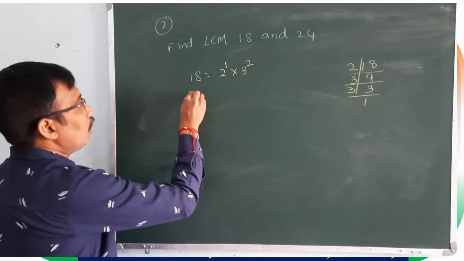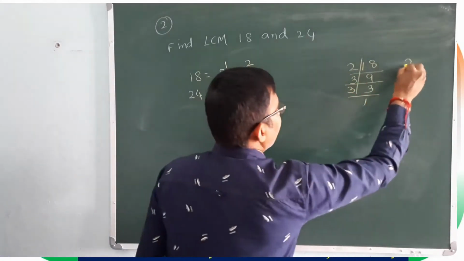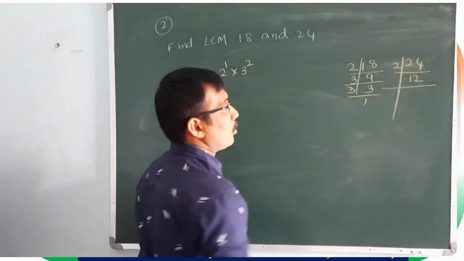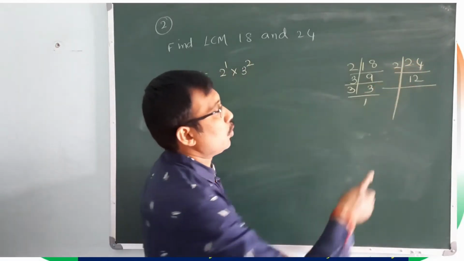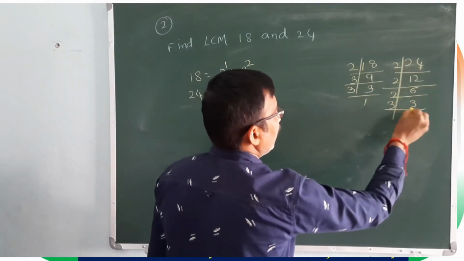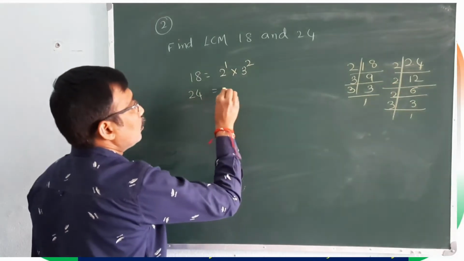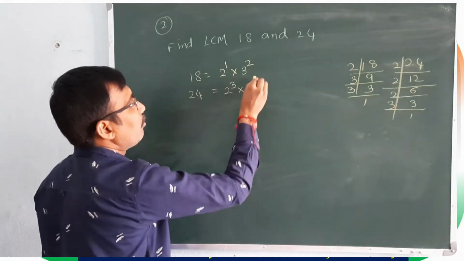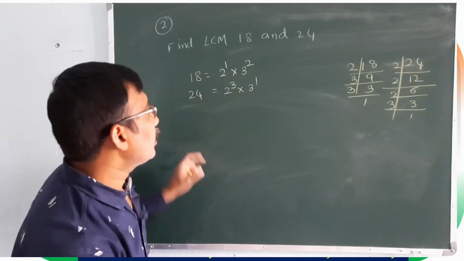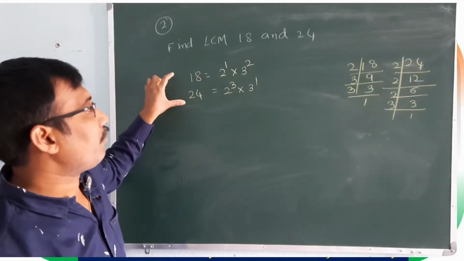Next, 24. Write the prime factorization. 24 is an even number, so divide by 2. 2 twelves are 24, 2 sixes are 12, 2 threes are 6, 3 ones are 3. So 24 is expressed as 2 to the power of 3 into 3 to the power of 1. This is the prime factorization of the given numbers.